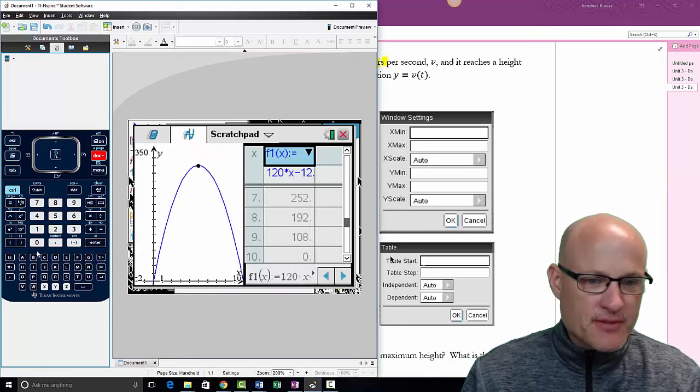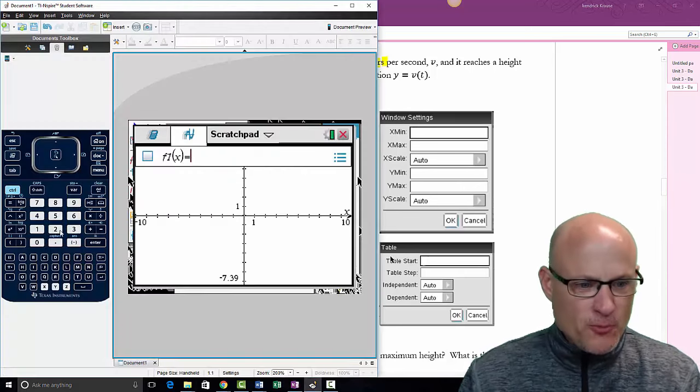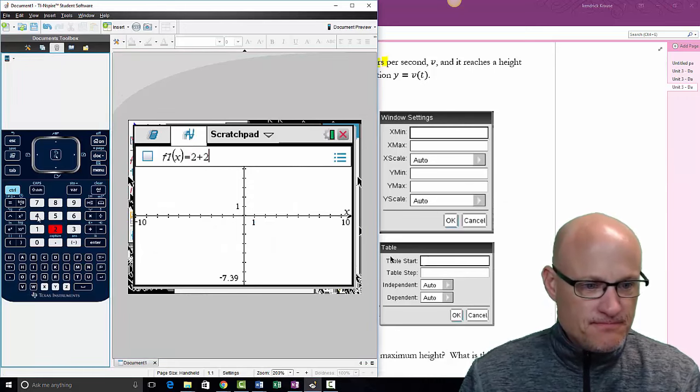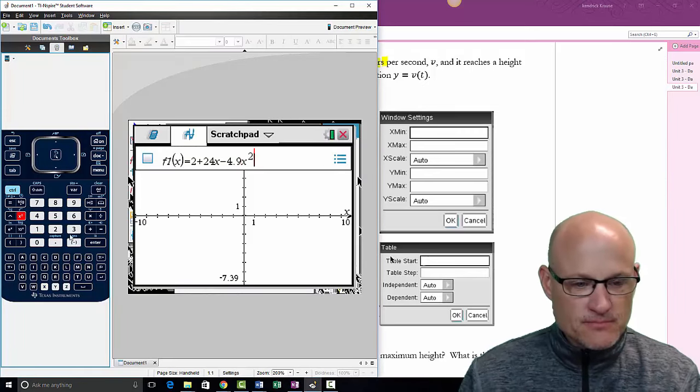Graph, I have no idea. 2 plus 24t minus 4.9 x squared. Hit enter.